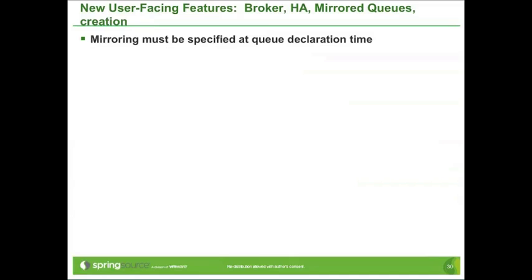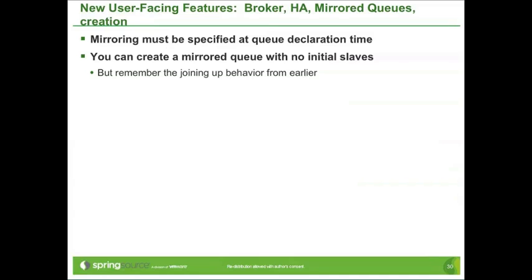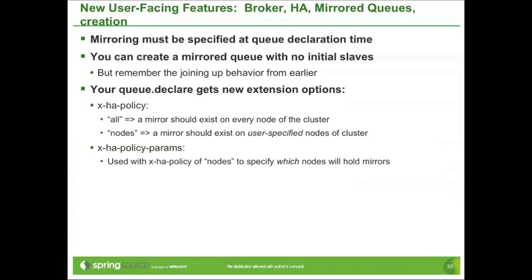So to refresh some of the application-facing details, mirroring is specified, as I said before, at queue creation time. You can create a mirrored queue with no initial slaves, but remember the behavior. The new slaves are going to arrive empty, and they're only going to catch up to the master through natural publishing and consumption balancing. How do you declare them? Well, you use this extension HA policy, where you can say either mirror my queue on every node in the cluster, or mirror my queue on a set of nodes that I'm going to specify in the cluster. And then there's an optional argument in the second case that says which nodes I want the mirrors on.